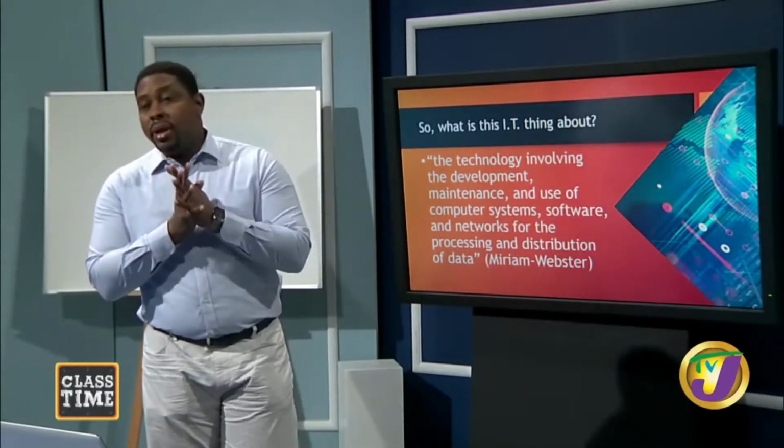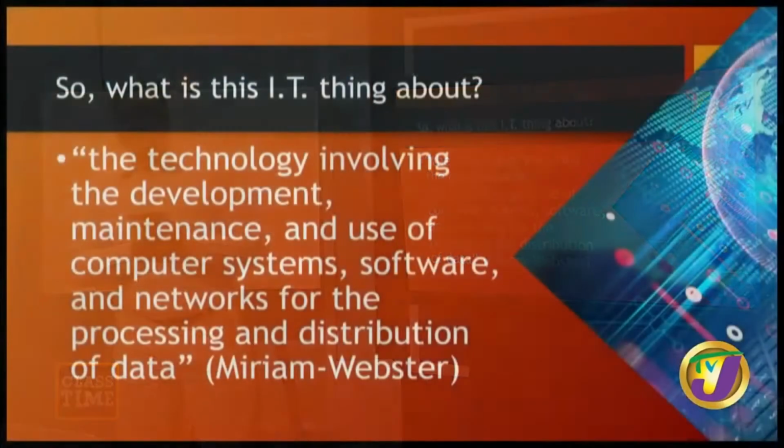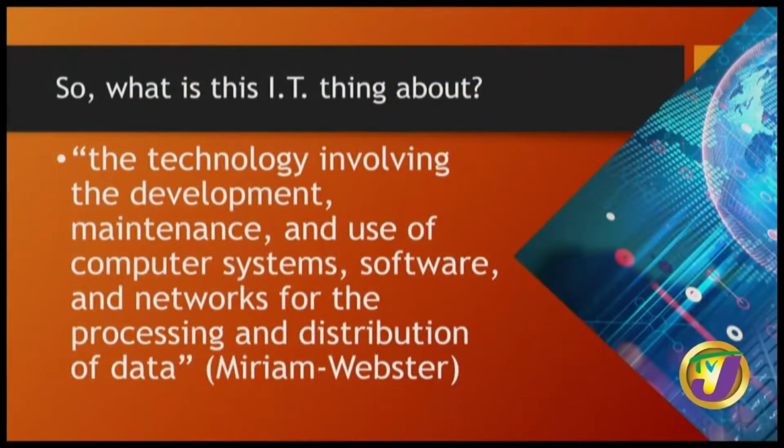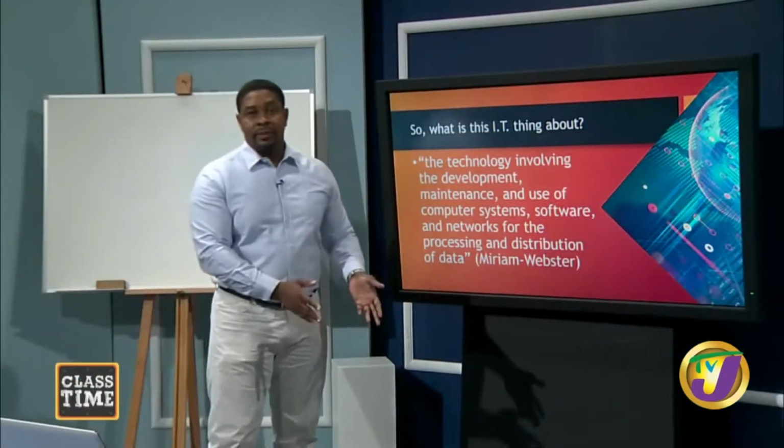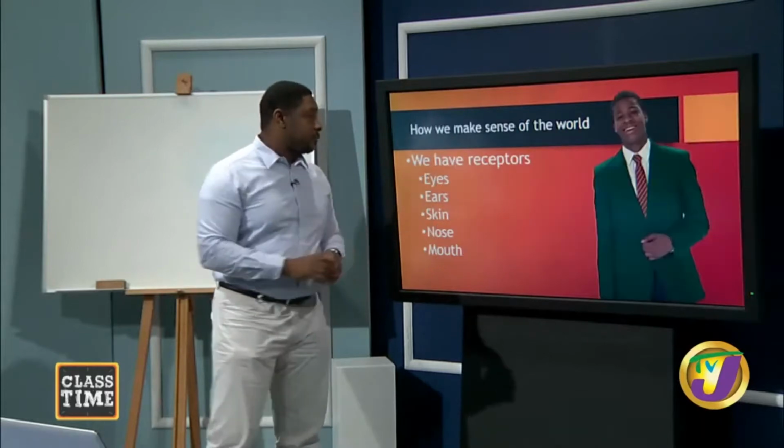And therefore, there are a couple of things that we pay attention to when we talk about information technology. The things that come into play are data and information and the actual tools we use. And so when we pay attention to those things, it is important that we identify how they interplay. All right? According to Merriam-Webster, it's the technology involving the development, maintenance, and the use of computer systems, software, and networks for the processing and distribution of data. In layman's terms, computers being used to manipulate data. That's what information technology basically is.